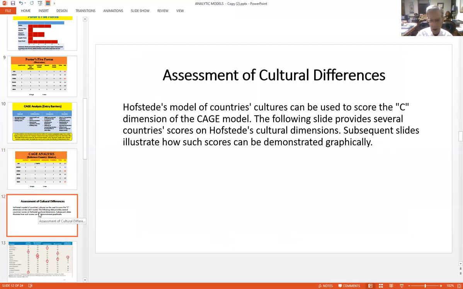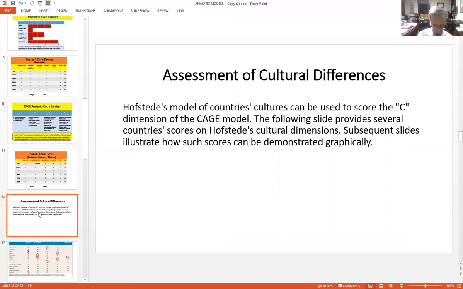So now we're going to look at a way in which cultural differences in the model we just looked at can be better identified and understood. And in the international textbook, there's, I believe, a chapter with Hofstede's model of countries' cultures.